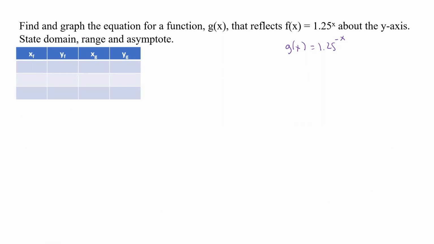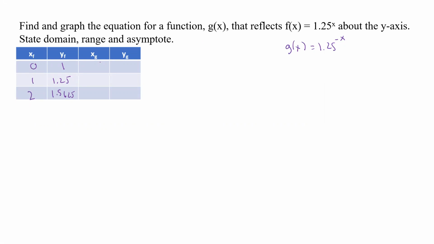So if we plug our x values in here, let's do 0, 1, 2. 1.25 to the 0 is 1. 1.25 to the 1 is 1.25. And 1.25 squared is going to be, I'm going to plug that in my calculator, 1.5625.